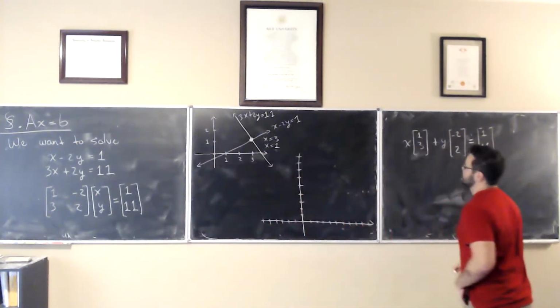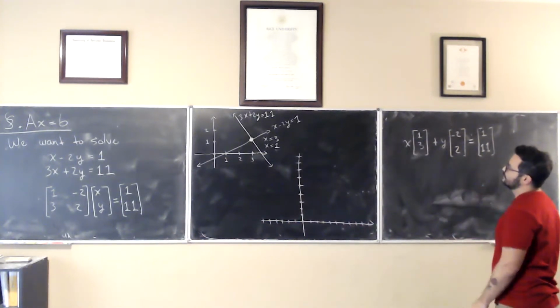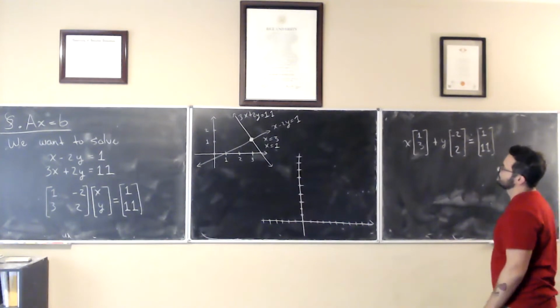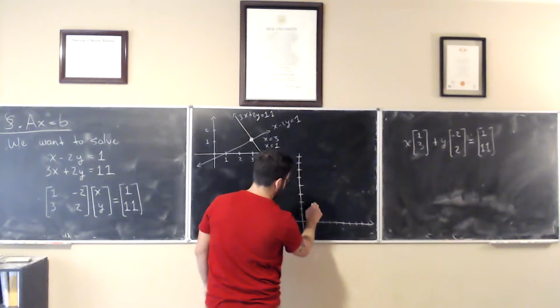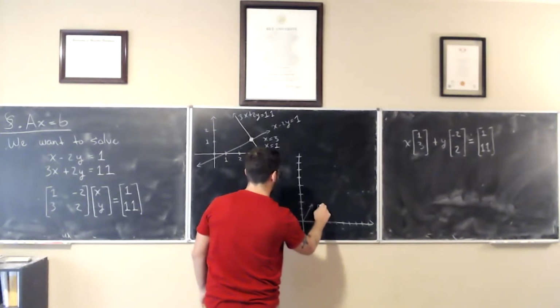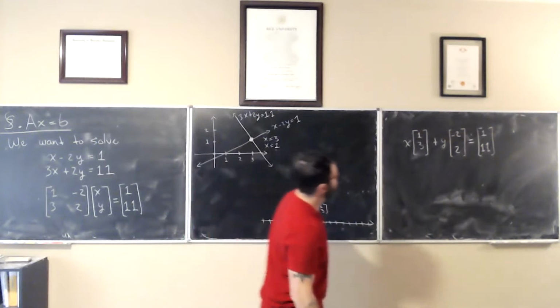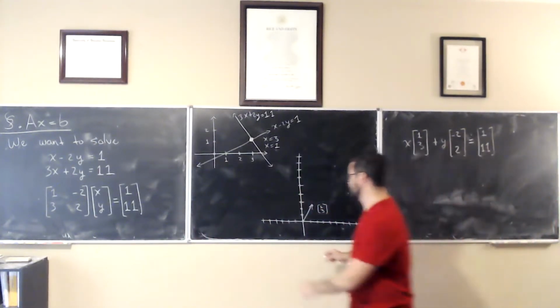So what is this saying? Well, where's the column vector 1, 3? So that's like 1 over up there, so it's like right there. So this is the column vector 1, 3. And then we have column vector -2, 2.